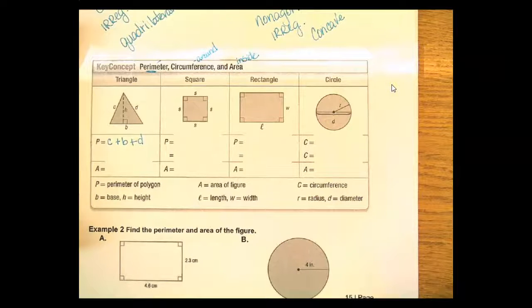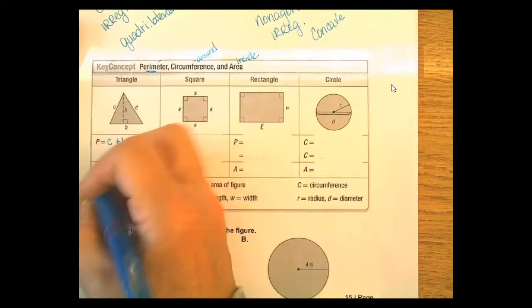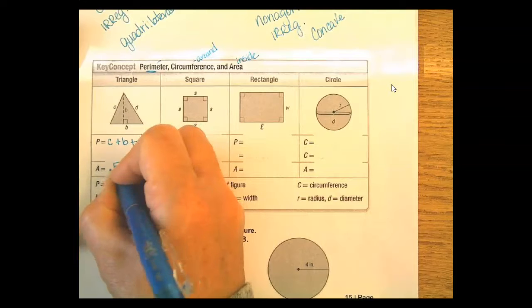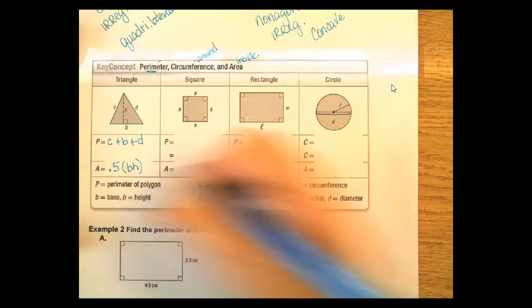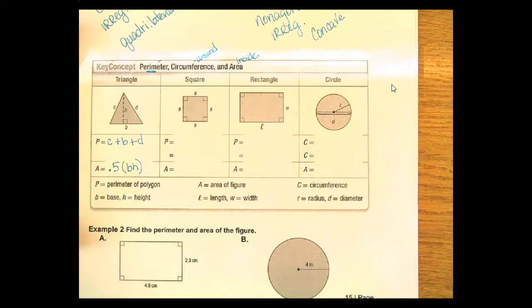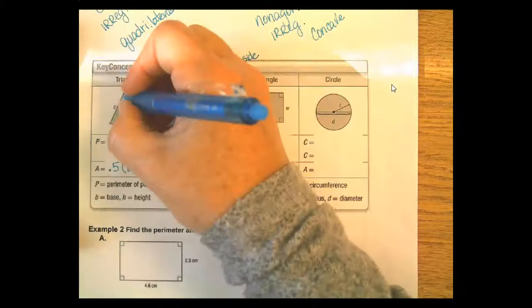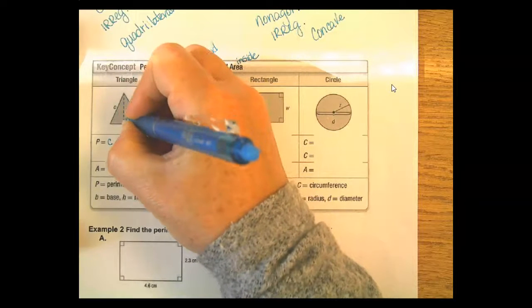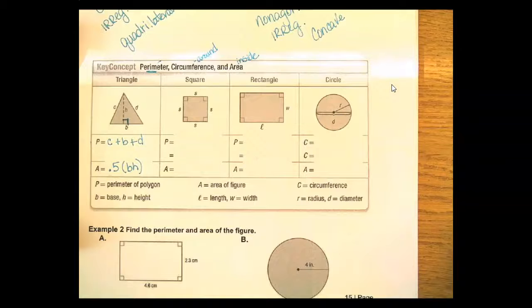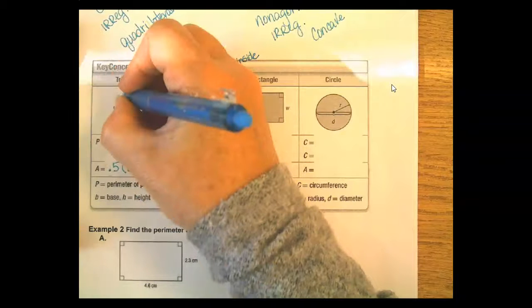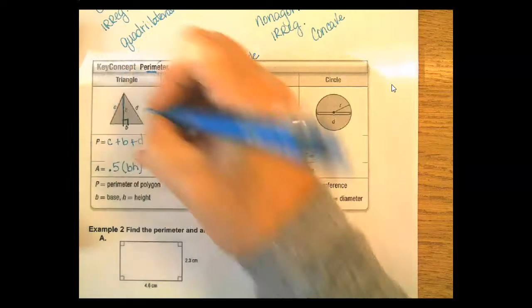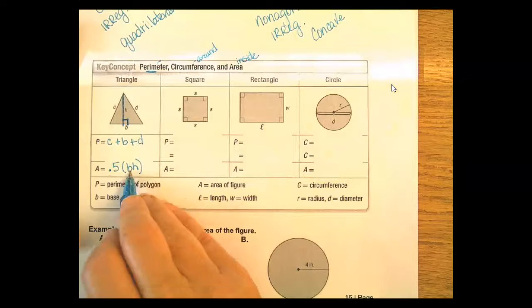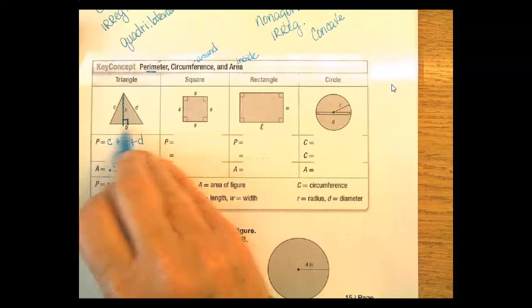To find area, there are so many different ways to write this, but it's a half, and I always like 0.5, base times height. Base and height can always be found by that 90-degree angle, and if you look at this, this forms a great H. To find your base and height, it always has to be perpendicular.